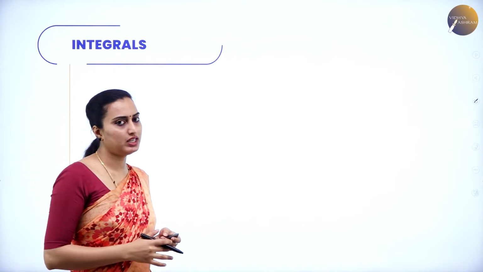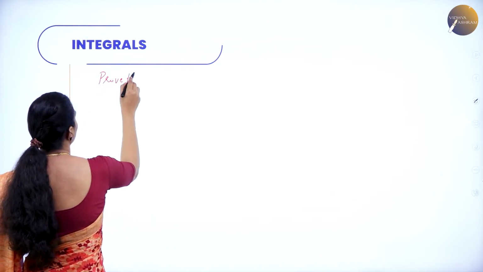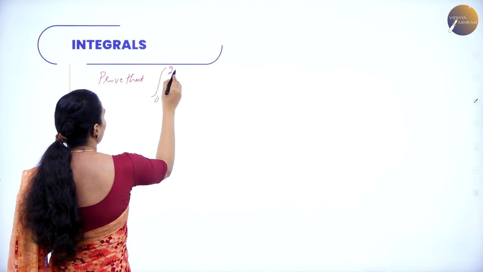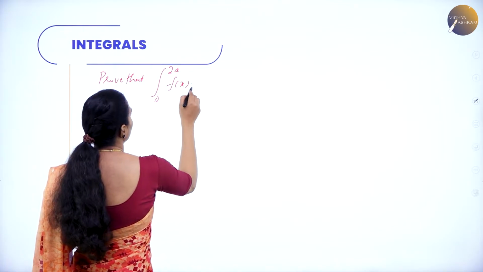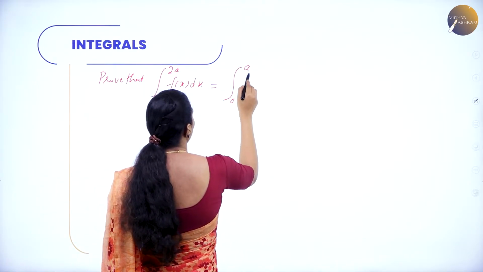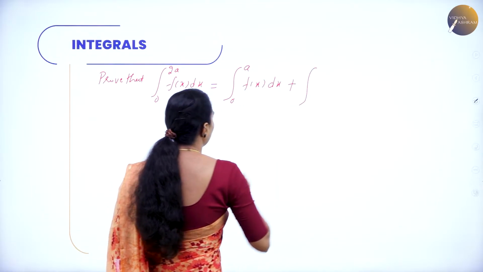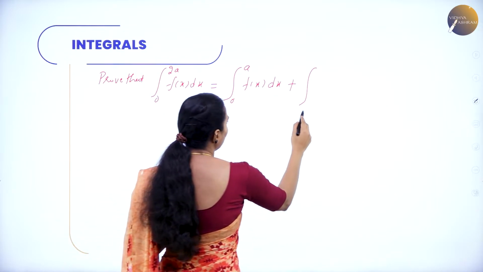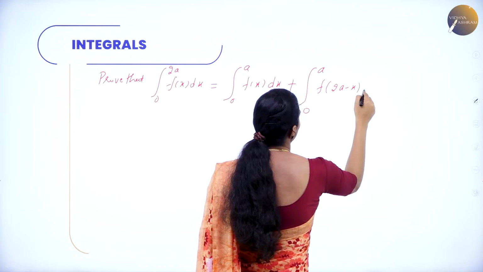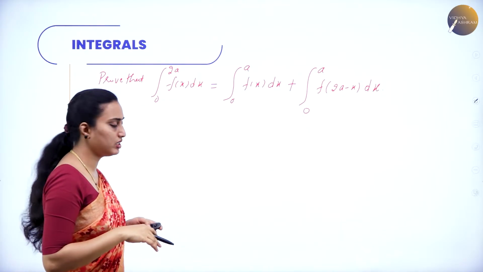So the next property says: prove that integral 0 to 2a f of x dx is equal to integral 0 to a f of x dx plus integral 0 to a f of 2a minus x dx. So here I am taking the left hand side, dear students.